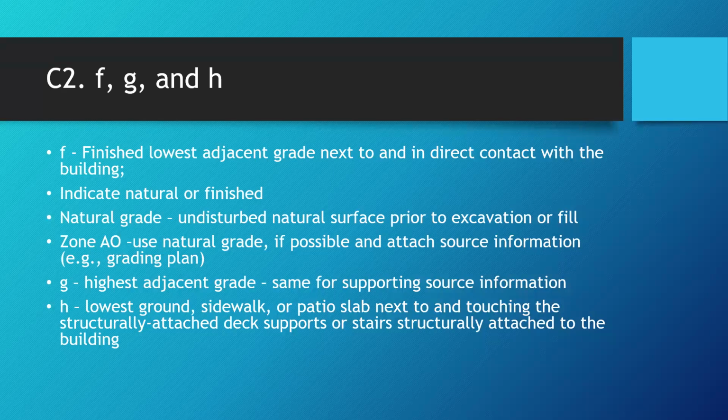And then the same thing for highest adjacent grade. In the zone AO, they would still want that same supporting source of information and then attach that to the form. So I'm not entirely sure why it's highly emphasized for zone AO, but it is. And then H, the lowest ground, sidewalk, or patio slab that's next to and structurally attached, either deck supports or stairs that are structurally attached to the building.